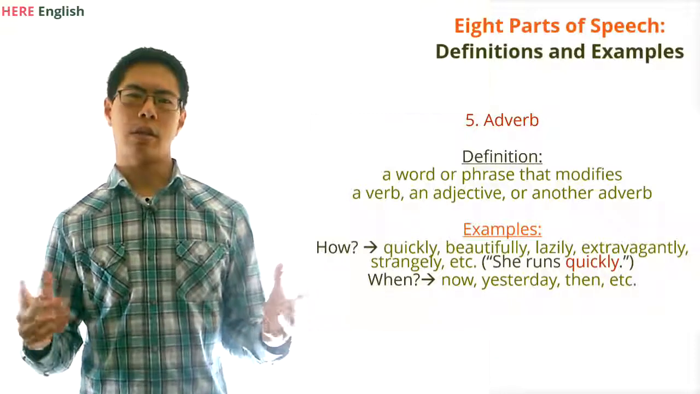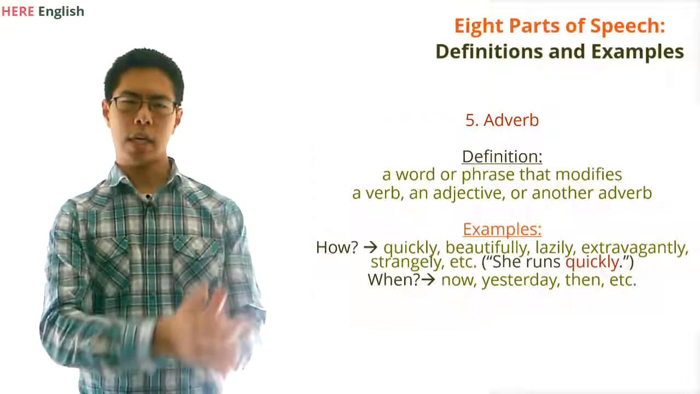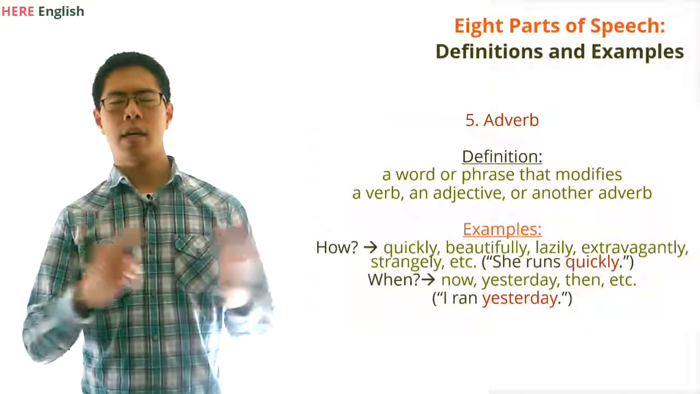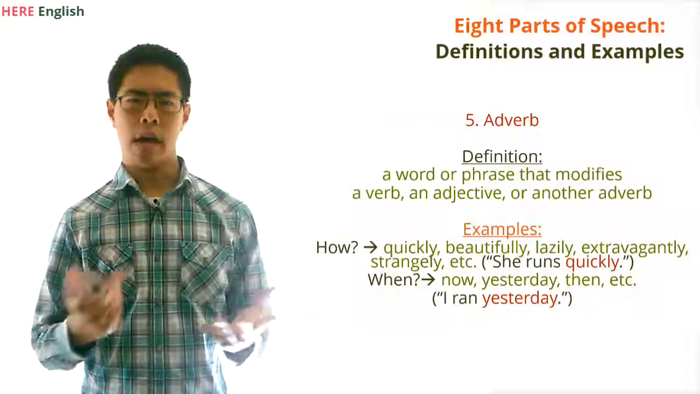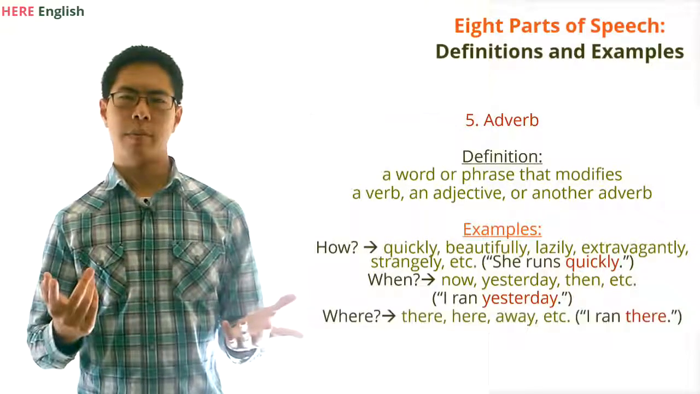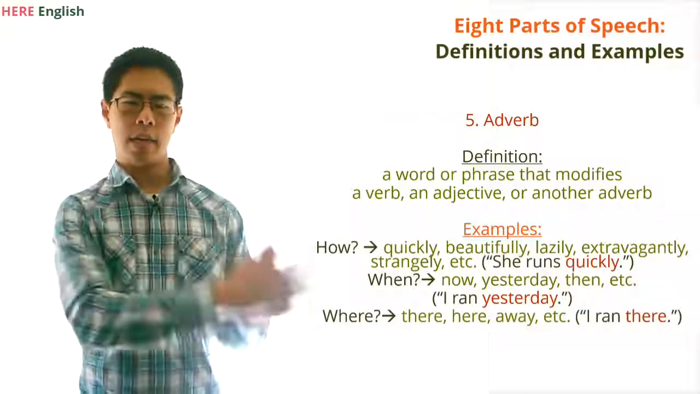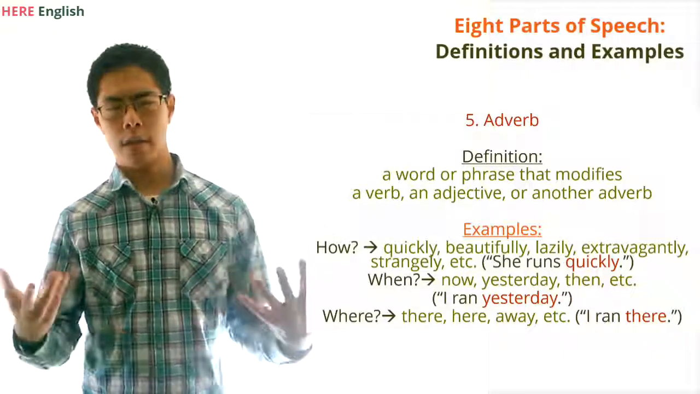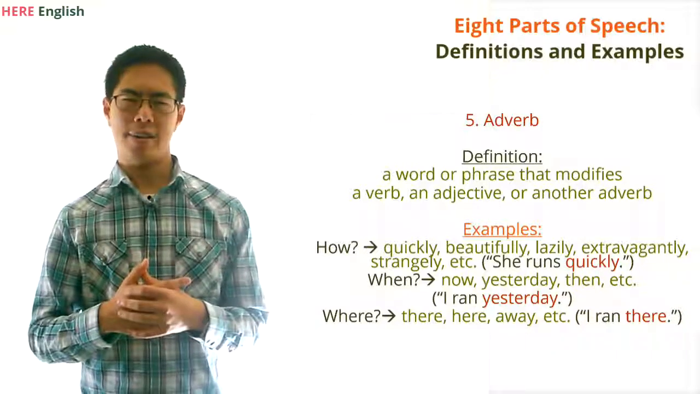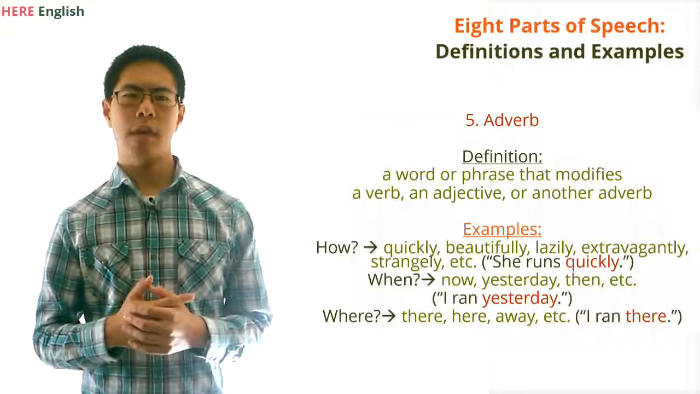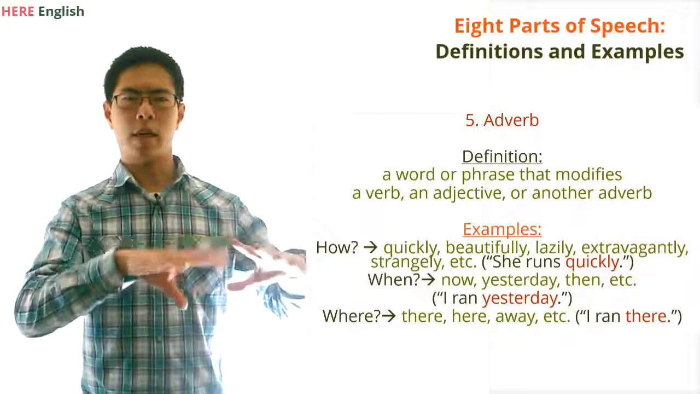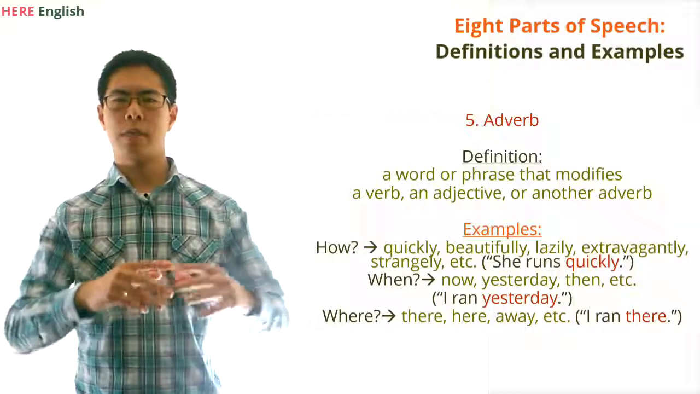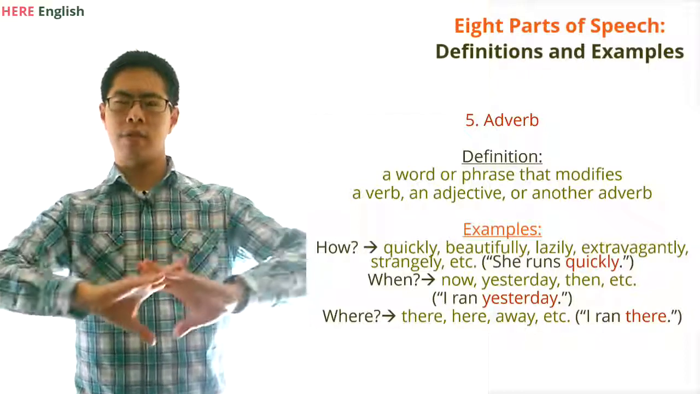Examples of adverbs that answer the question when are words like now, yesterday, and then. For example, in the sentence, I ran yesterday, yesterday tells us when I ran. Examples of adverbs that answer the question where are words like there, here, and away. For example, in the sentence, I ran there, there tells us where I ran. One thing we should be careful of with adverbs is that some prepositional phrases can also answer the questions how, when, and where. The difference between the two is that prepositional phrases will start with a preposition and adverbs will not.